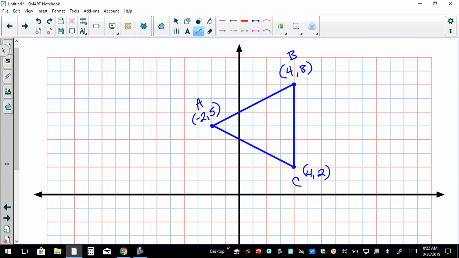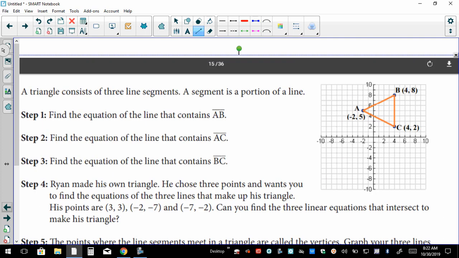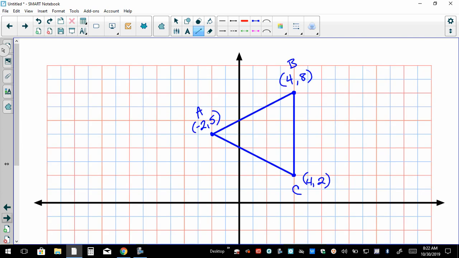Okay. So I'm going to go back here for a minute. So watch. It says find the equation of the line that contains AB. So here's what we're going to do. So AB is this line segment right here from there to there, right? AB. So we've got a point -2, 5 and 4, 8. Now, write this down. You always do this. Write your equation. Y equals mx plus b. It helps you figure out where things go.